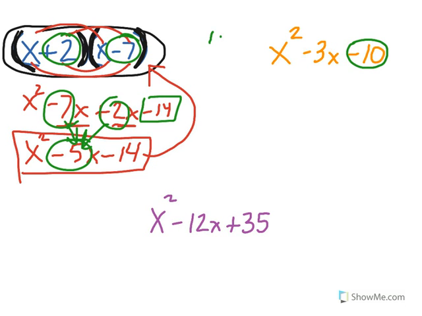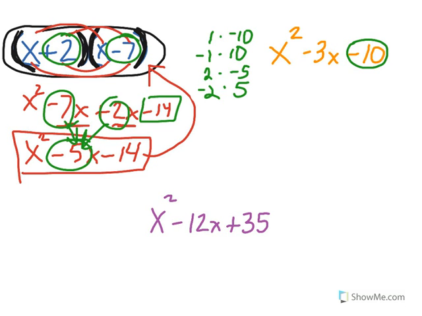Well, I could have 1 times negative 10. I could have negative 1 times positive 10. I could have 2 times negative 5. Sorry about that. Let me erase that. Or I could have negative 2 times positive 5. Those are really the only four options to get negative 10.